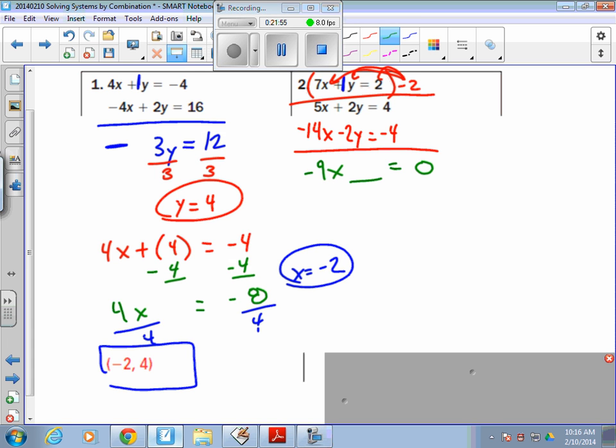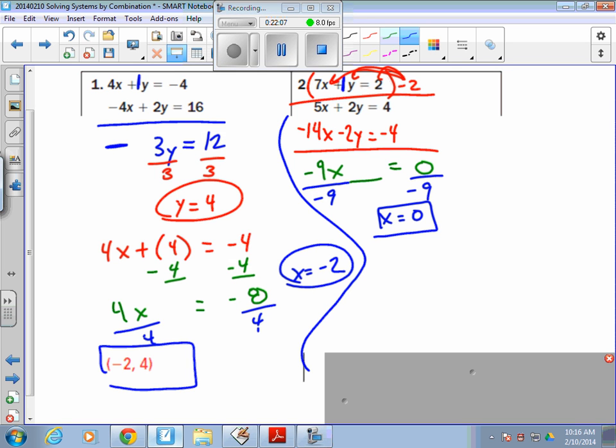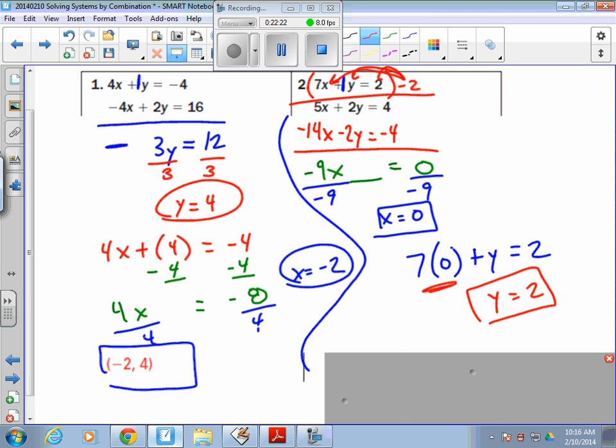So what you have is negative 9x equals 0. Get rid of negative 9 times something by dividing it. 0 divided by anything is going to be 0. So plug that value in order to find out what the y value is. 7 times your new value of x, which is 0, plus y equals 2. 0 times anything is nothing. It eliminates itself. y equals 2 is what you're left with. x comma y is 0 comma 2.